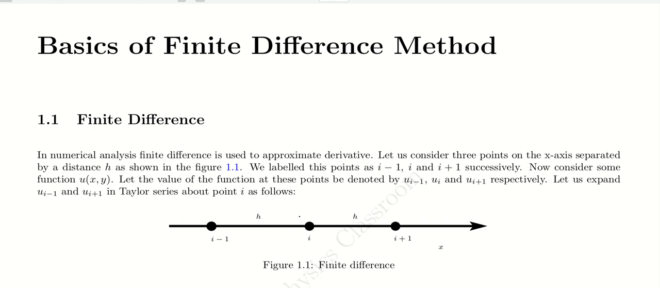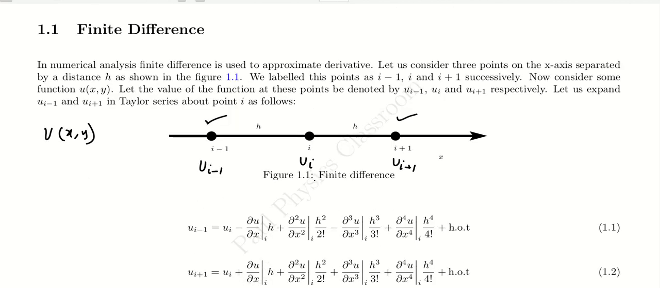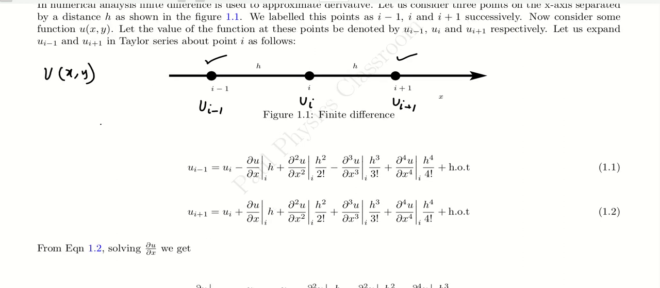We consider 3 points: i, i plus 1 and i minus 1, and now consider another function u, which is a function of x and y. The values of this function at these points are u i minus 1, here is u i, and this is u i plus 1. And now we want to do a Taylor series expansion about this point i as follows.